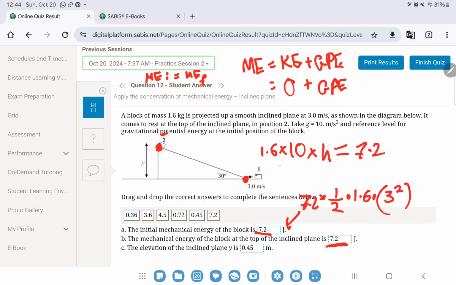So once you solve this, it's gonna be h equals 7.2 divided by 16, which is 0.45. That's it for this question. Let's move on to the next one.